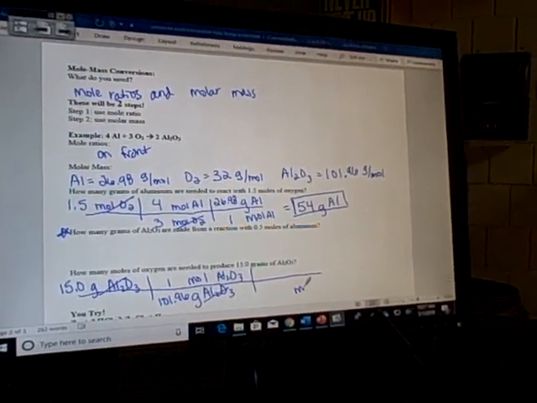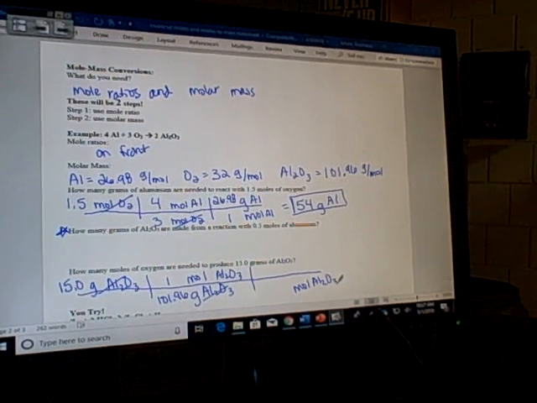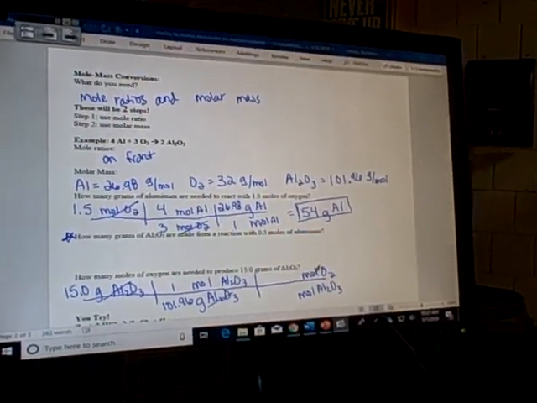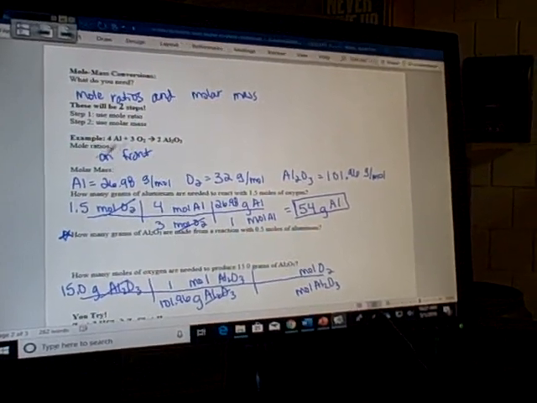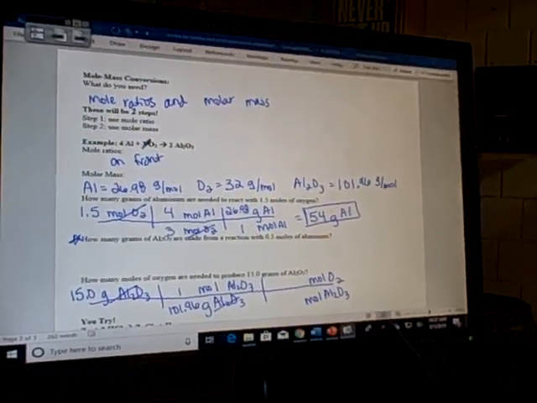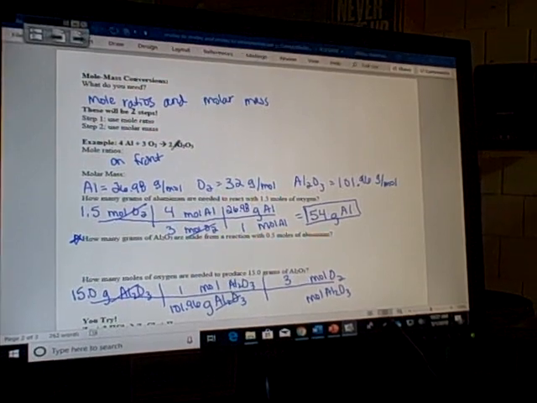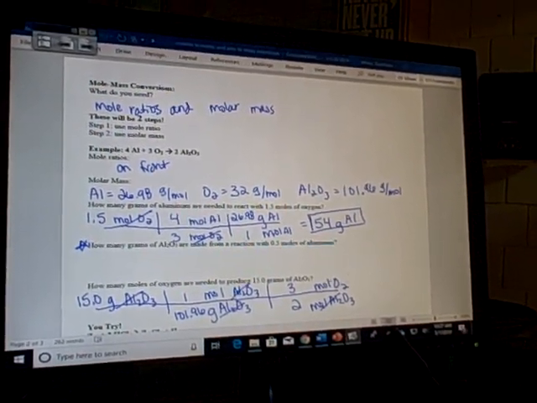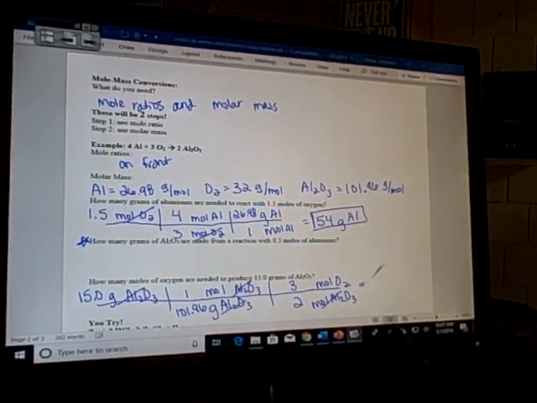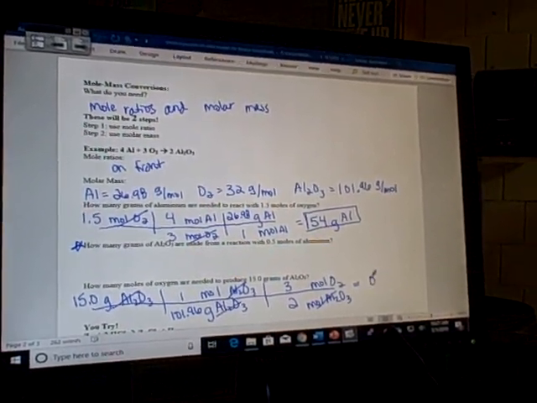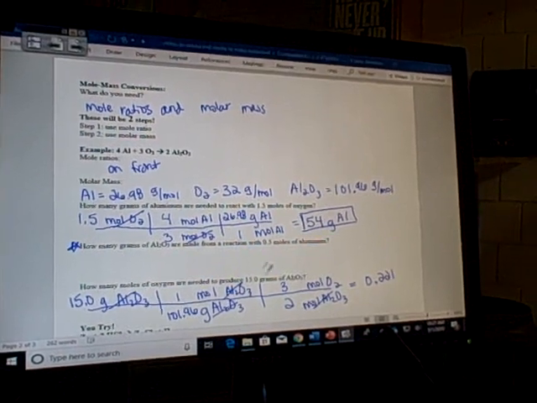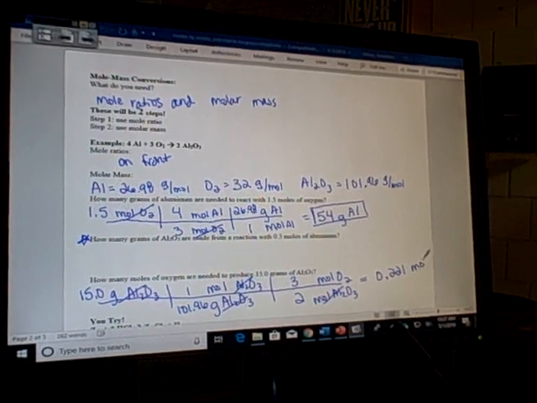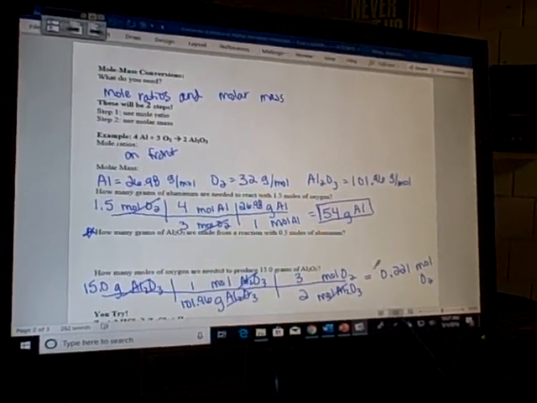Now we have moles of Al2O3, and we're trying to get to moles of oxygen. So I'm going to use my ratio that you either filled in the front or wrote here, or my coefficient. So 3 moles of oxygen for every 2 moles of Al2O3. Now I'm left with moles of oxygen, so I'm ready to solve. For this one, I got 0.221. This had 3 sig figs, so I'm going to keep 3 sig figs, and I need my units. Moles of, we ended up with O2.